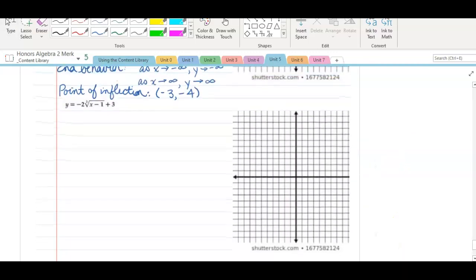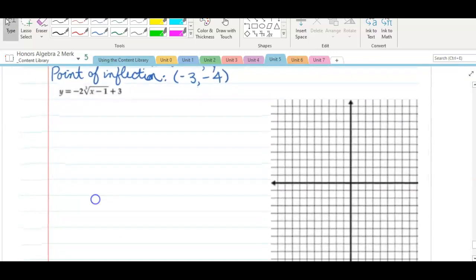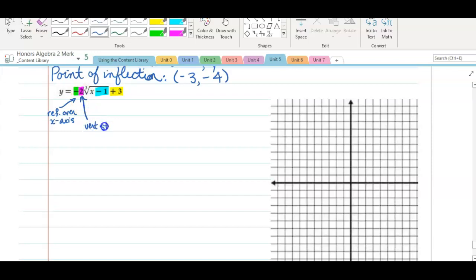Okay, let's talk a little bit about this next one. Again, we have lots happening. We're adding a number outside, we're subtracting a number inside, we've got a negative out front, we have a 2 as a coefficient. This is going to cause a reflection over the x-axis. It's going to cause a vertical stretch. Now, if this number here is a fraction between 0 and 1, that's going to be a vertical compression. It kind of flattens it out.